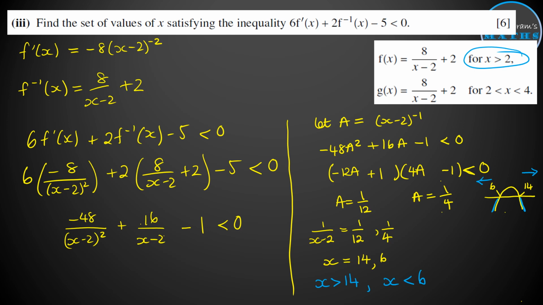So it can't just simply be less than 6. We've got a limit on what it can be. It can go between 2 and 6. So less than 6, but it's stopped by that 2. It can't go below 2. That's your final answer there for the set of values of x that can satisfy that inequality.